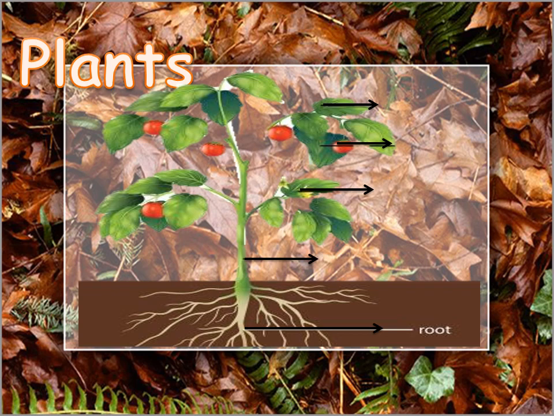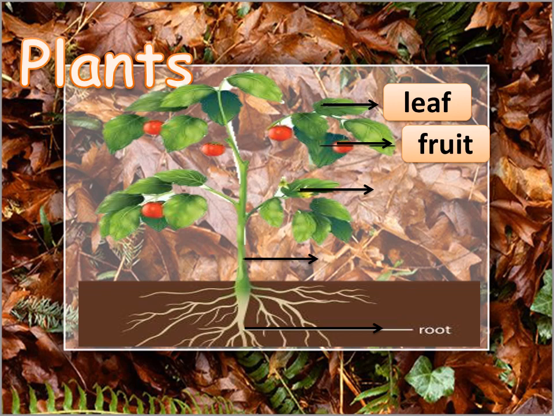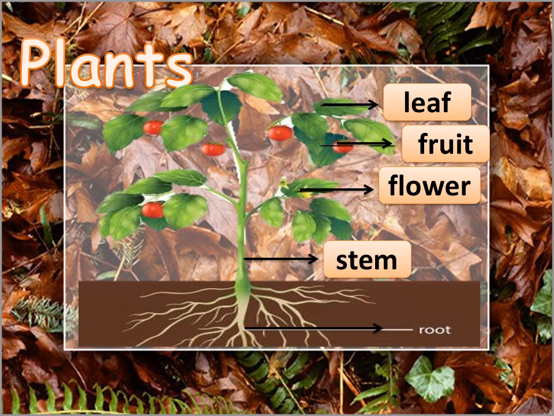Now, let's start. So we will talk about plants, and we will also talk about the parts of the plants. Do you remember, during grade 1, grade 2, grade 3, and your KG years, you already learned the parts of the plant. Now let's review. What part of a plant is this? Yes, this is a leaf. Next, what part of a plant is that? Yes, it's a fruit. Next, flower. Good. Next is, what's your answer? Yes, you're correct. It's stem. And lastly, we have roots.